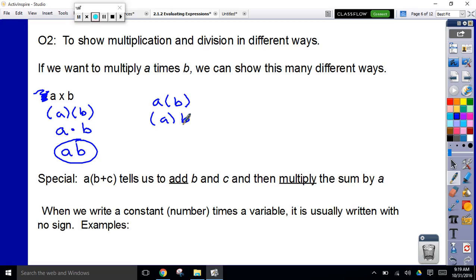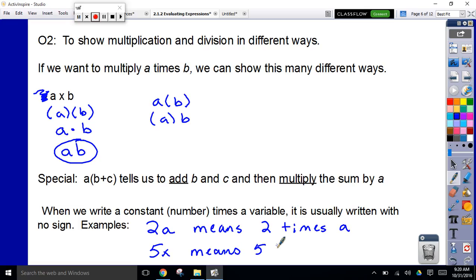When we write a constant, and a constant is a number, times a variable, it is usually written with no sign. So an example is if we write 2a, this means 2 times a. We always write it with the number first, so it would not be correct to write a2. You have to actually say 2a. Another example, maybe 5x, means 5 times x. These are the ways that we are most commonly going to see. Okay, any questions about that?